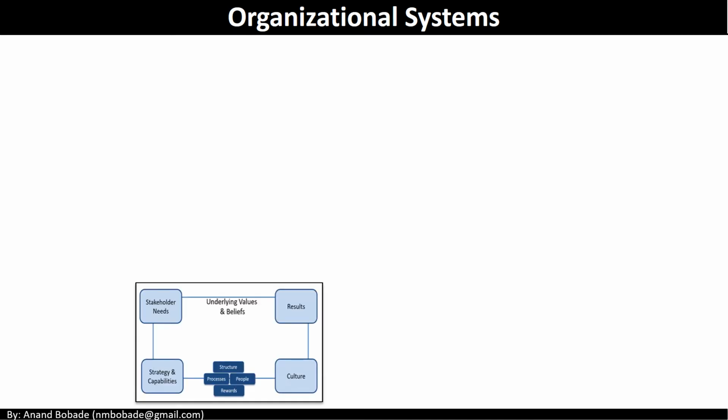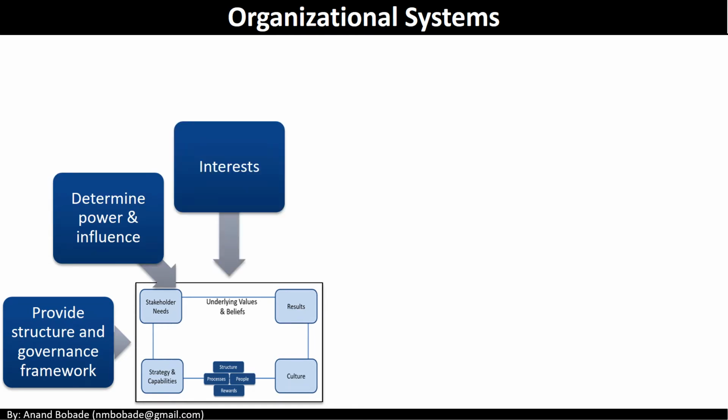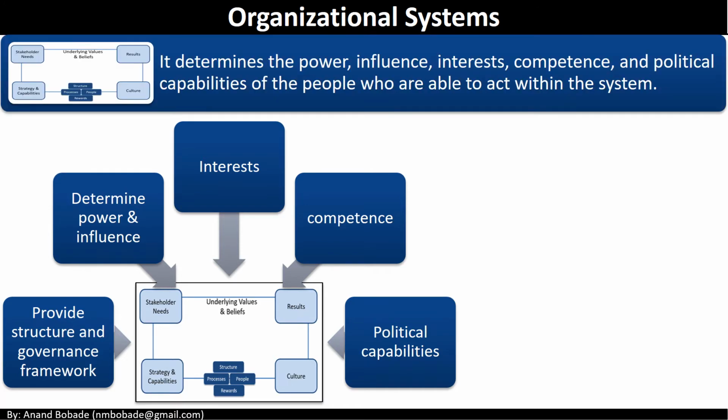An organizational system provides structure and governance. It determines the power and influence, interest, competencies, and political capabilities of people who are able to act within the system. Remember, governance always evolves over time based upon what works and what doesn't work for the organization.